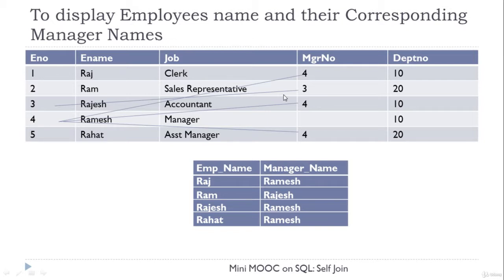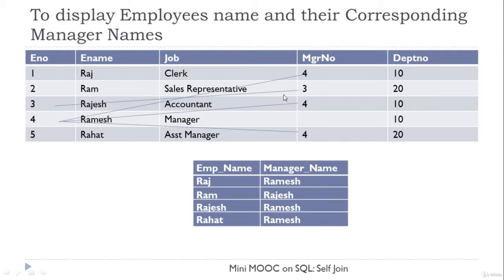From the logic of production of the desired output, it is clear that here the employee number column of the employee table is making a pair with the manager number column of the same table. In this case, columns of the same table are making a pair with each other. So this is a case of self-join.